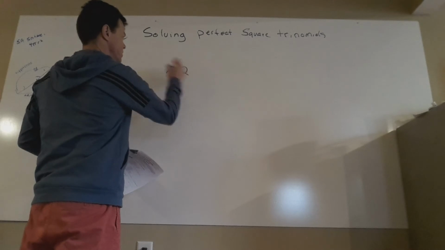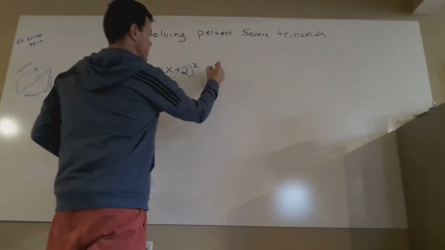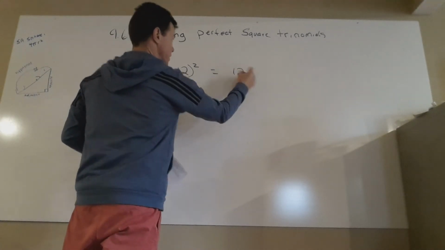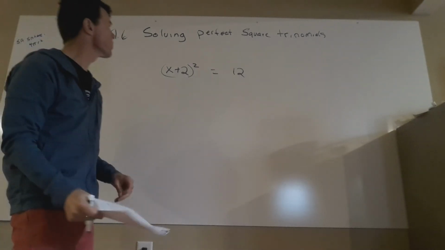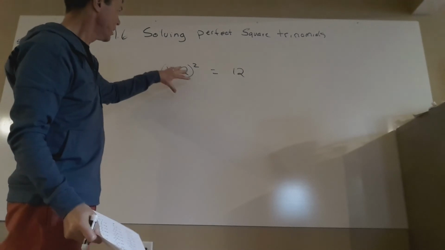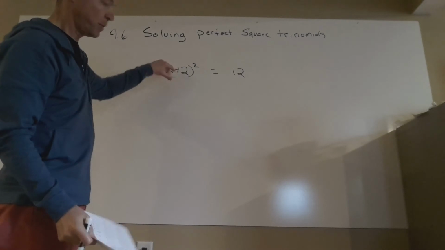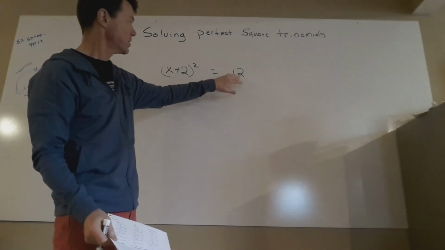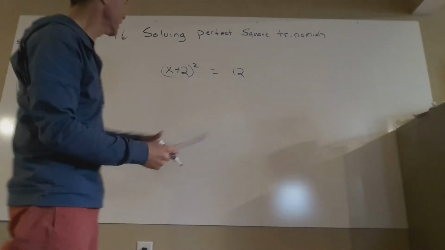X plus 2 squared equals 12. All right. So it's already written up here. Well, this is squared. I mean, it's not a trinomial. If we multiply it out, it would be a trinomial, but it's already been factored. It's set equal to 12. We can take the square root of both sides, and let's see what happens.